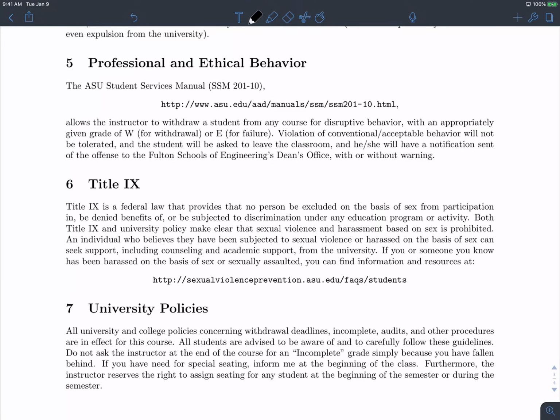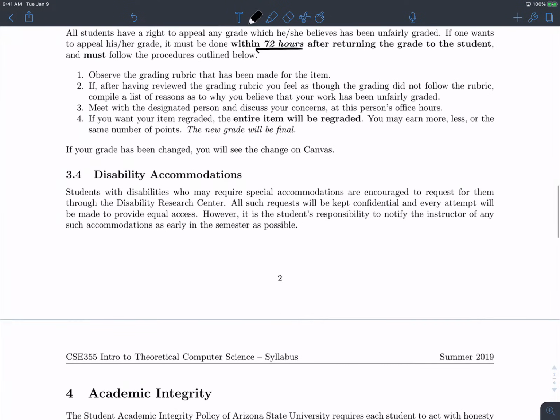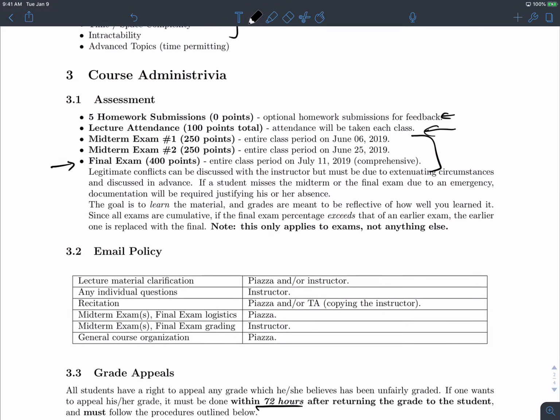Okay, any questions on the syllabus? Yeah. Grade distribution. That's a loaded question.